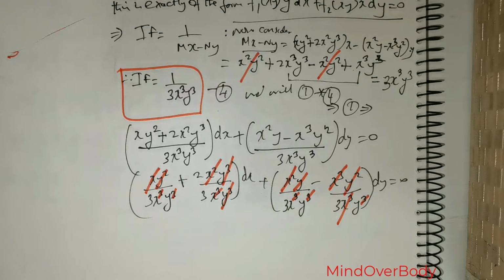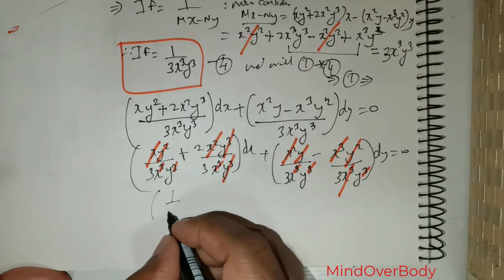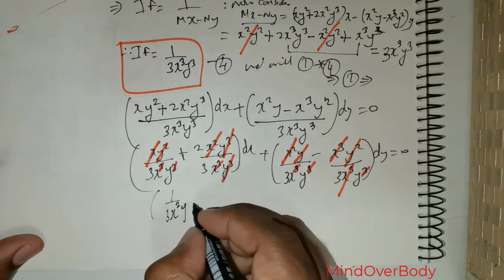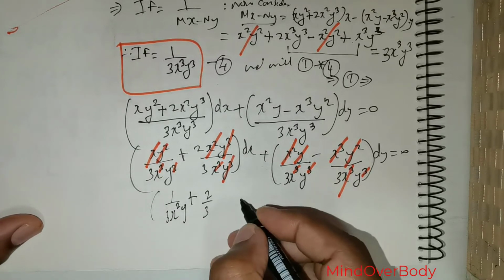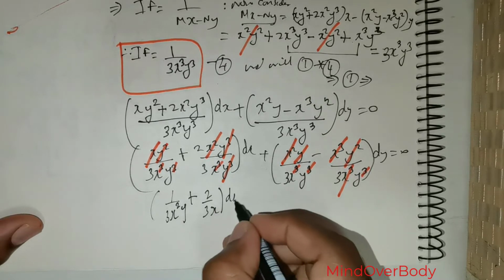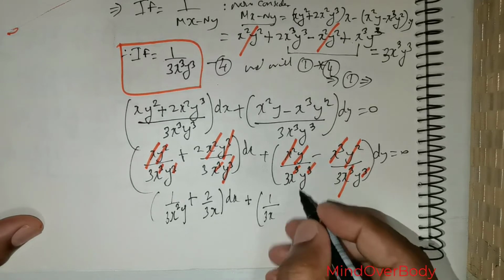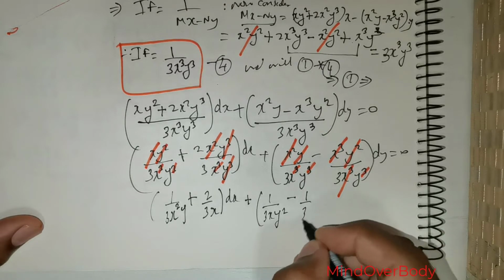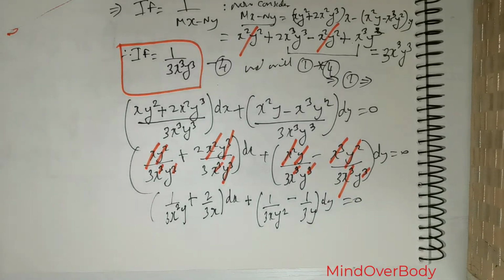So the question is, we have to rewrite this. This is going to be (1/(3x²y) + 2/(3x)) dx + (1/(3xy²) − 1/(3y)) dy equal to 0. So this is what we have got.